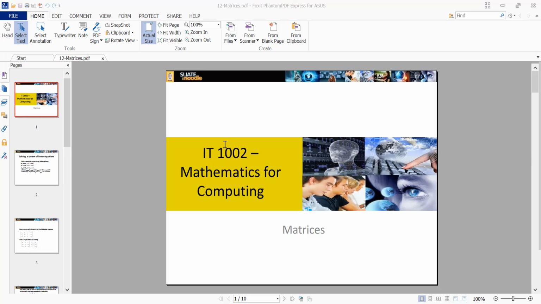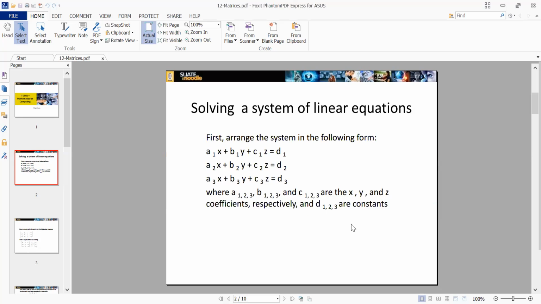As I told you, this is the last session, a theory session of your mathematics subject. So today we are going to discuss matrices again, and another part: how to solve linear equations using the matrix method.